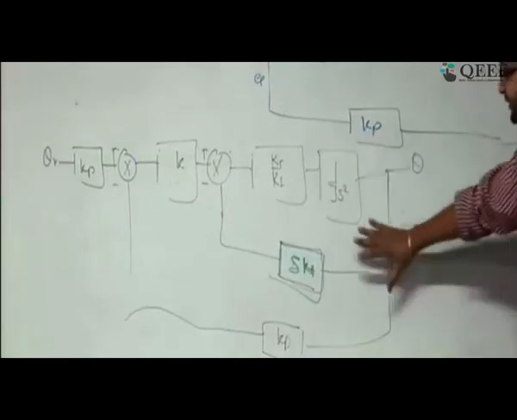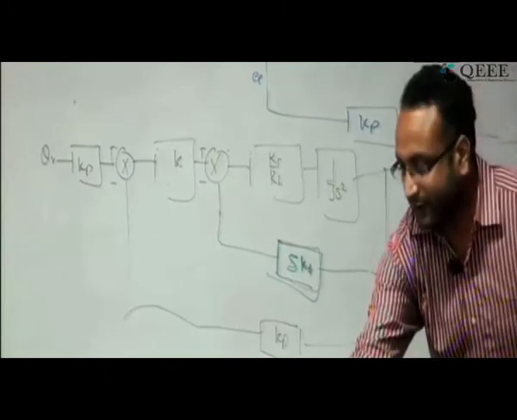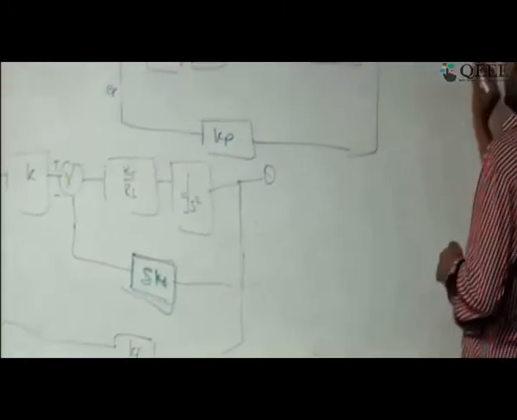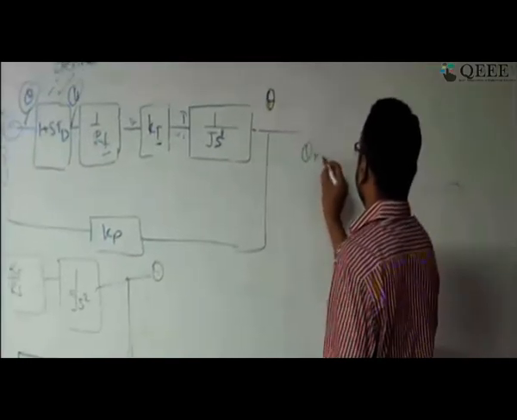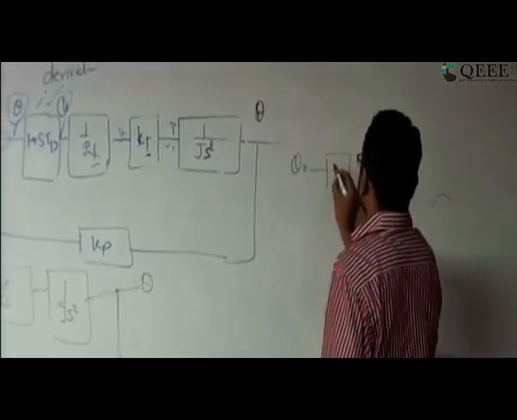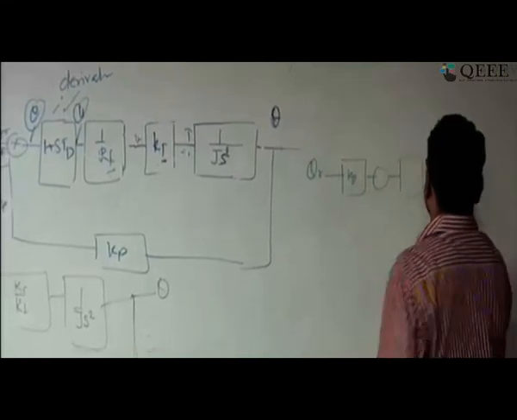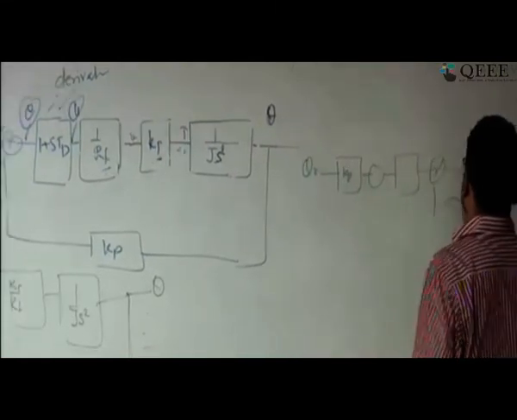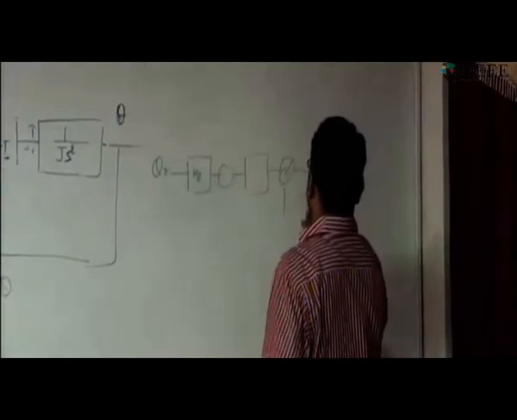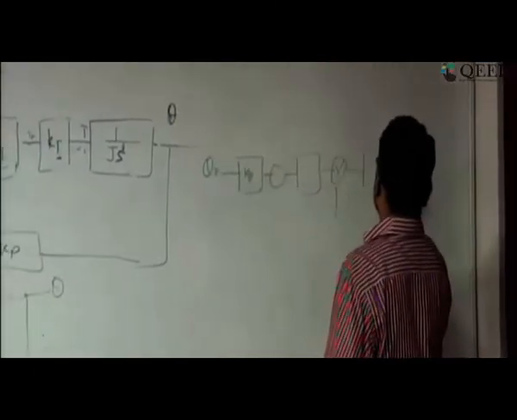Now I can simplify this diagram further. So I am just going to write it this way. Please look at it: theta r, and let this potentiometer constant be some k. This entire term I am writing as 1 by Js square.